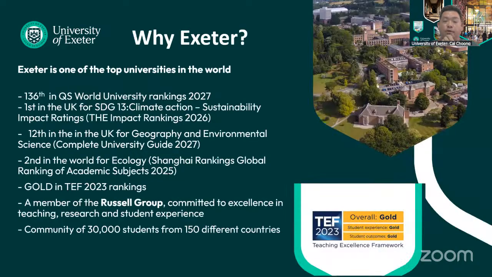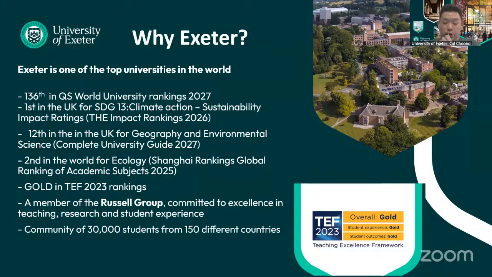Generally, why do you want to consider Exeter? I know this is going a bit backward, but these are some facts about our rankings and our location. We have just been listed on the QS World ranking 2027, 136 globally. We are also first in the UK for SDG 13 Climate Action Sustainability Impact Rating on the THE Impact Ranking 2026, 12th in the UK for Geography and Environmental Science on the Complete University Guide 2027, second in the world for Ecology on the Shanghai Ranking Global Ranking of Academic Subjects 2025. We are also triple gold, which is the gold on the TEF 2023 ranking.